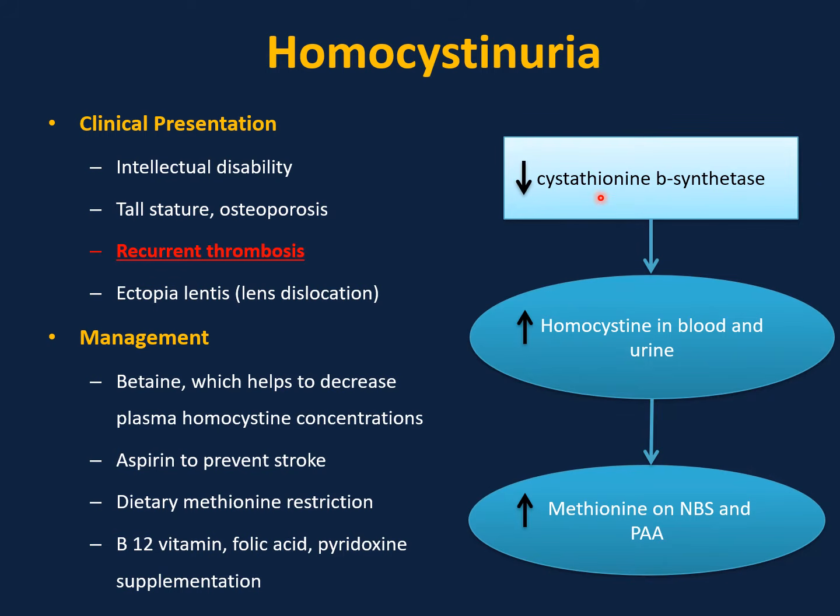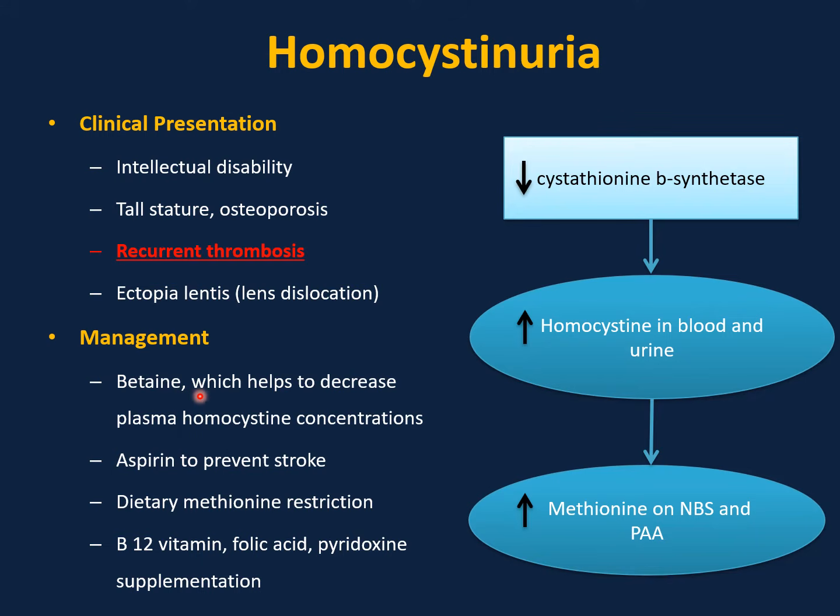Homocystinuria is because of deficiency of the cystathionine beta synthase enzyme. This will cause homocysteine elevation in blood and urine, and in the newborn screen you will see methionine elevation, and also in plasma amino acids. The clinical presentation of homocystinuria: intellectual disability, tall stature, osteoporosis, recurrent thrombosis. This is high yield: ectopic lentis, or dislocated lens downward.